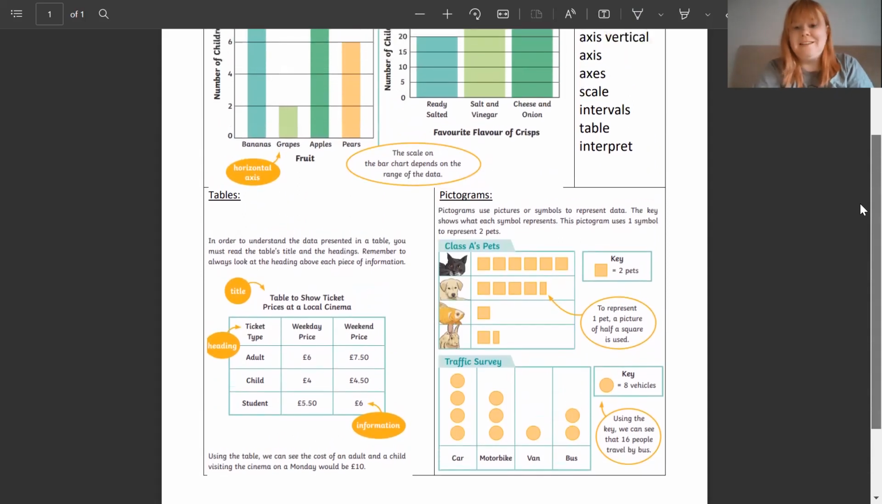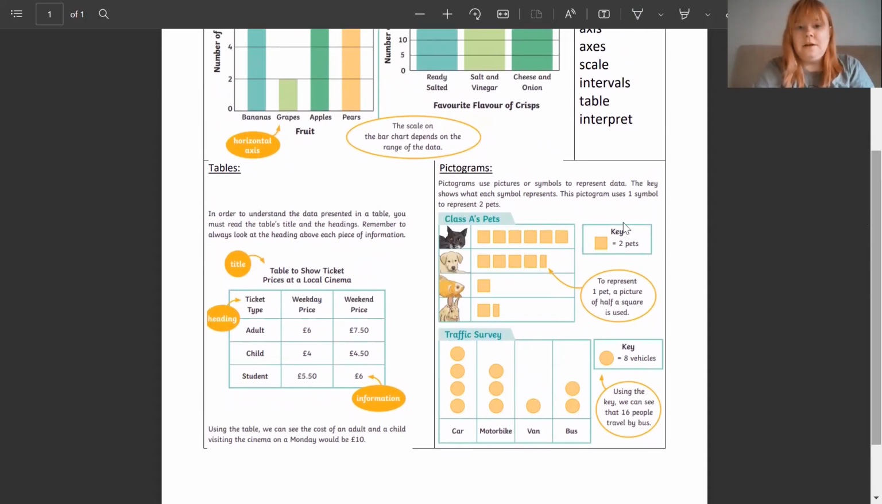And finally, we've got pictograms. Pictograms look at data, but we represent it using pictures or symbols. We always have to include a key. The key shows us how much one of those pictures or symbols represents. In this first example, it uses one symbol to represent 2 pets. Here we've got different pet types and we have our symbols. I know that half the square will represent 1 because we're using half of the key.